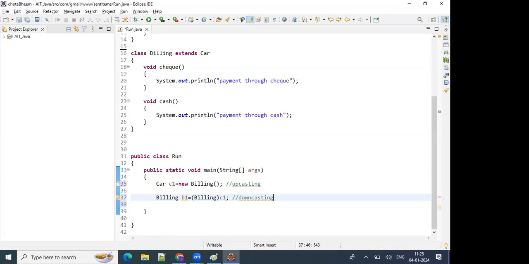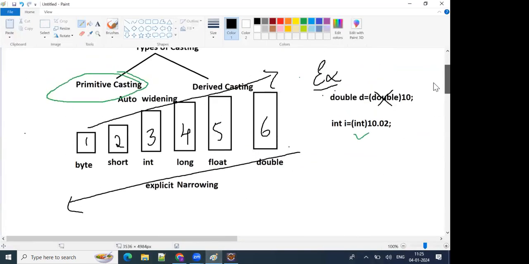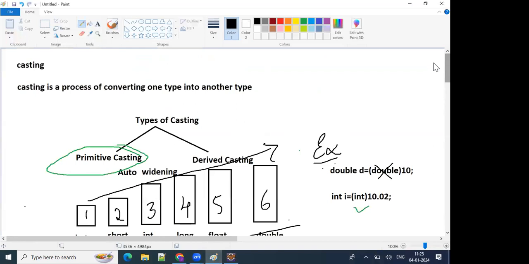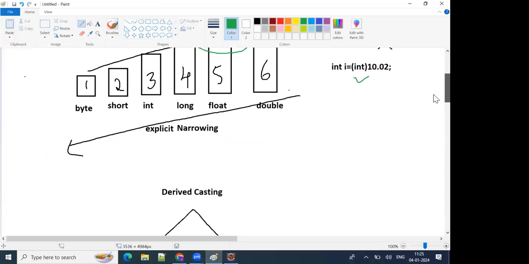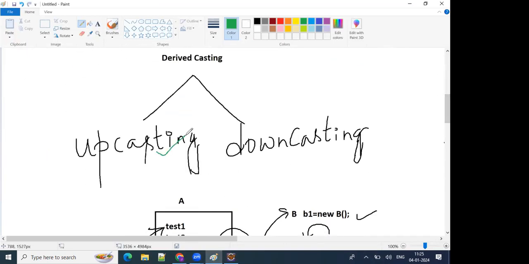Done guys. So that's all for today. So we saw casting. What is casting? Primitive casting and derived casting. In primitive casting we saw auto widening and explicit narrowing. In derived casting we saw upcasting and downcasting. So tomorrow we will see polymorphism. Okay. So what is polymorphism? Why does Java require polymorphism?